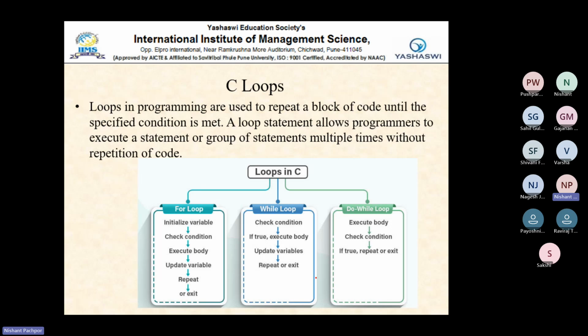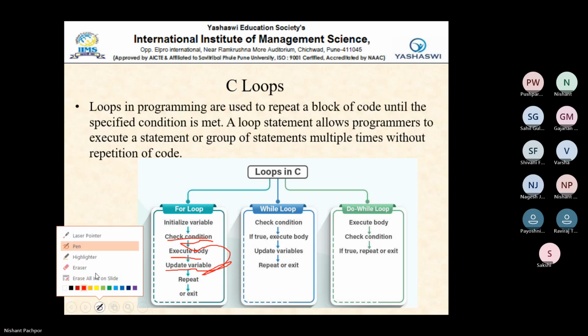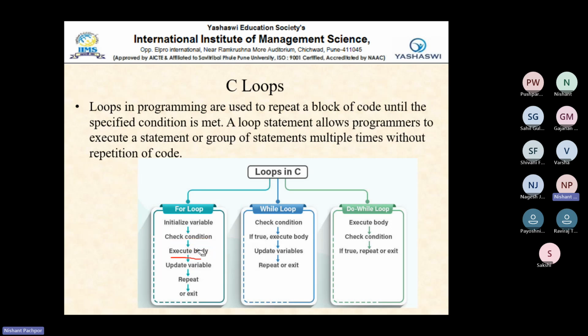Here is the syntax for the for loop, while loop, and do while loop. First, the for loop: initialize your variable, then check your condition, then execute your body. Then update your variable, and again it goes to check your condition. If the condition is true, your program is executed again, repeatedly, for the number of times you need.